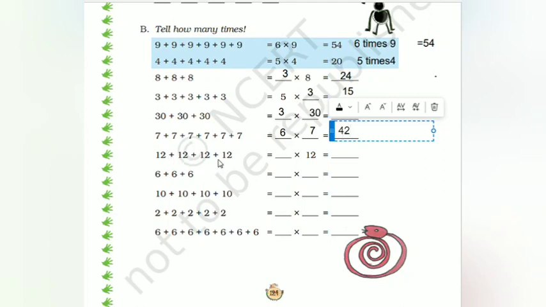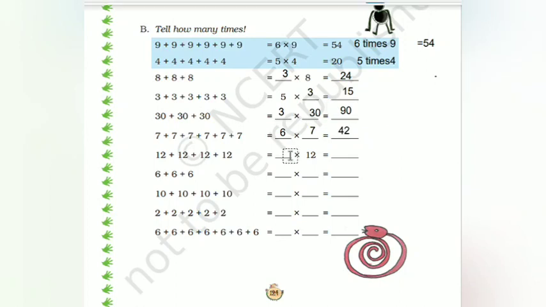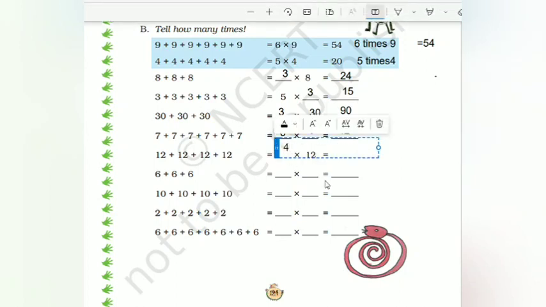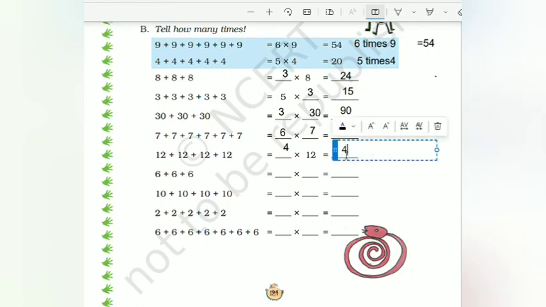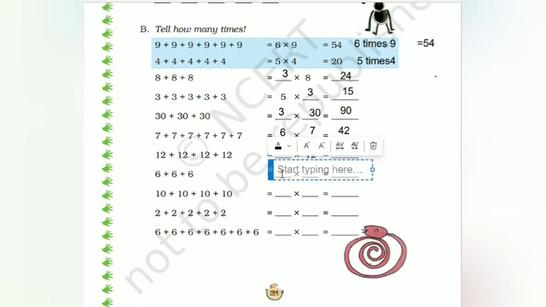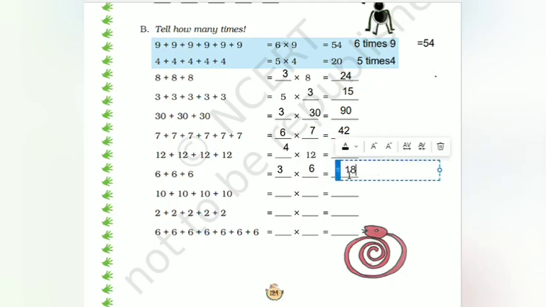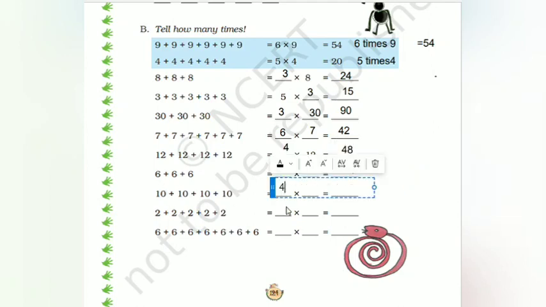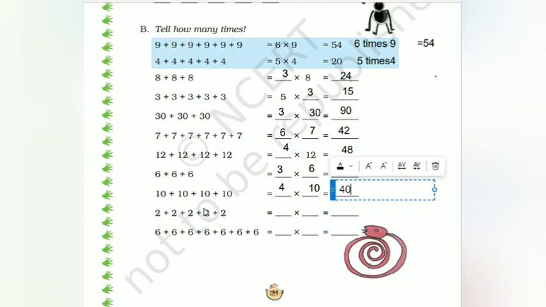Then here 12 is written how many times? 4 times it is written. The answer is 48. So 4 times 12 is written, and the answer is 48. Then 3 times 6 is written. The answer is 18. Here how many times 6? 1, 2 and 3. So 3 times 6 is written, answer 18. Here 4 times 10 is written. The answer is 40.